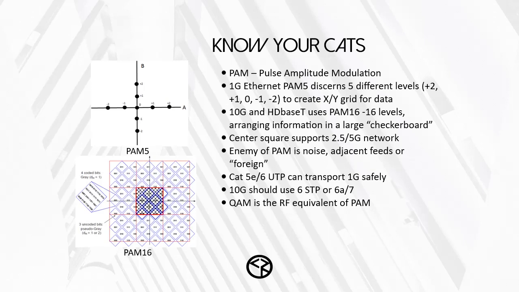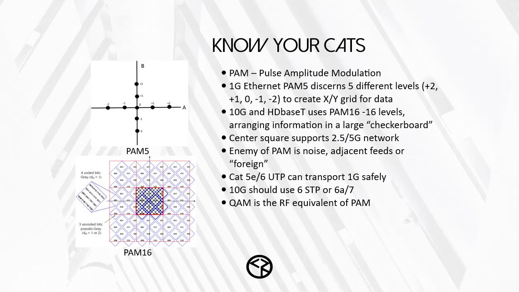Now for 10 gig, which includes HDBaseT, they use PAM16, so you're evaluating 16 levels of waves and arranging the information in a large checkerboard format. The center square, by the way, in 10G systems is used for 2.5 or 5 gig networking, something that you don't see yet, but is becoming more prevalent if you look on products having the ability to accept 10 gig as a network feed and then divide that into 1 gig, 2.5, or 5 gig over Cat5e or 6 cable.